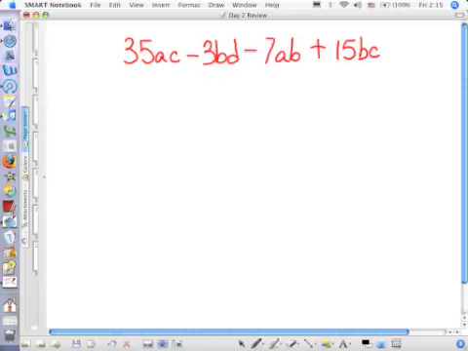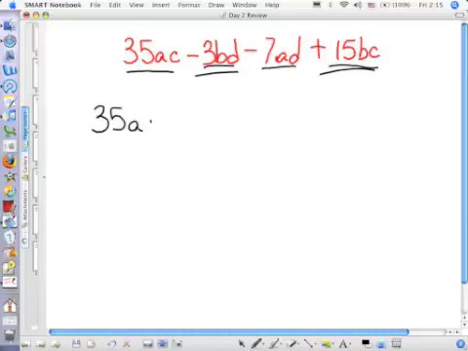35 and 7. Hold on. I think I wrote something wrong. I did write something wrong. It's supposed to be AD. Okay. I like that better. All right, let's group these 2 together and these 2 together, because just looking at your coefficients, those are the ones that fit. 35AC minus 7AD. All right, now look. See, I put another B.